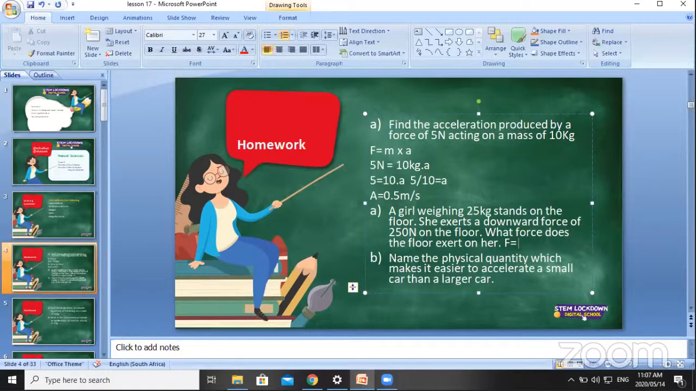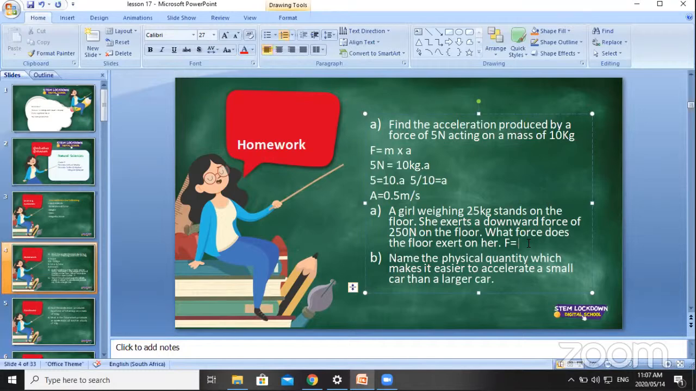What did you get? Anyone? What did you write for this one, for B? So I wrote 10 newtons, but I'm not sure. 10 newtons. How did you get 10 newtons? I divided 250 newtons by 25 kg. No, it's not the correct answer.